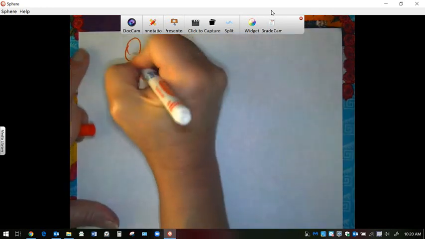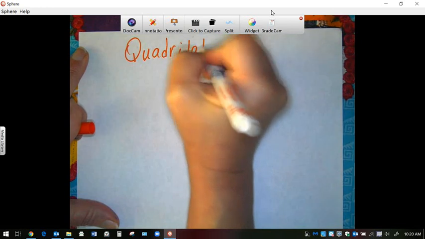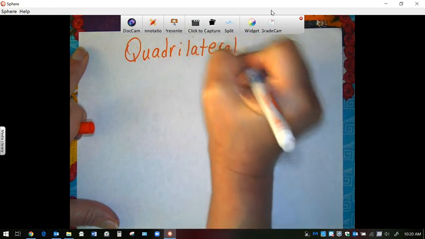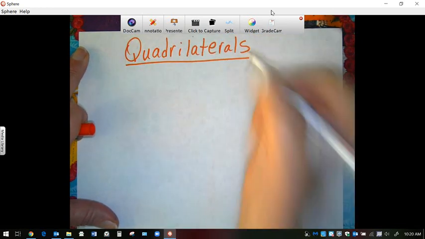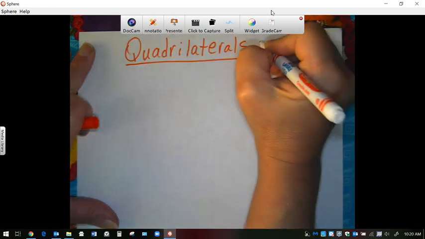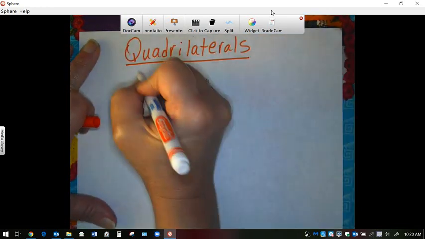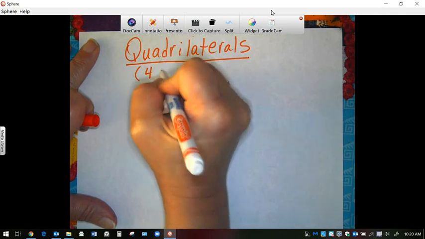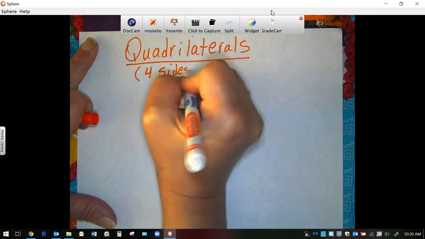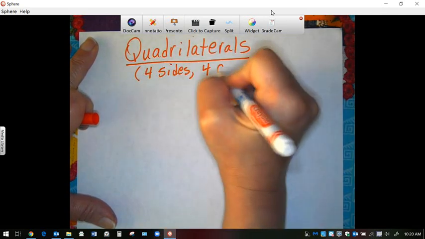Okay, your second math lesson for this week is on quadrilaterals. And that just has to do with shapes, 2D shapes. Okay? So quadrilaterals means that it has 4 sides and 4 angles.